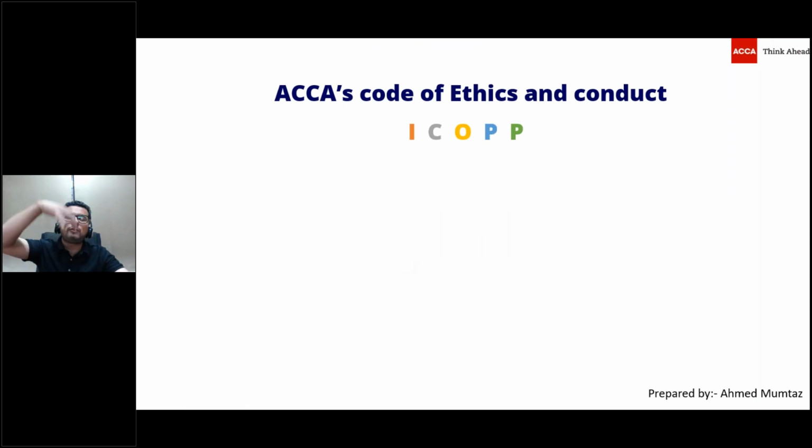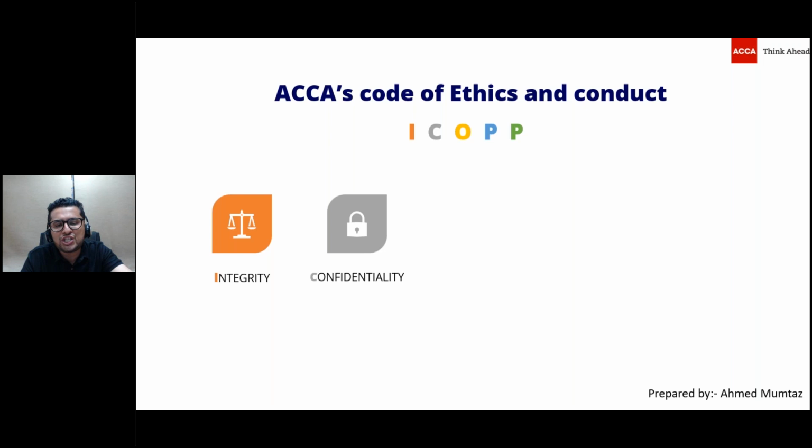Okay, let's start from the AA. What is ACCA's Code of Ethics and Conduct? If you remember, I always say it's a mnemonic called I, COP, square. What about I? Integrity. You have to remain straightforward and honest. You cannot receive bribes or anything. You have to maintain confidentiality. You have to respect the information which you acquire because of your profession. You have to remain unbiased. You have to maintain objectivity. You are neither in favor of the client nor against it.